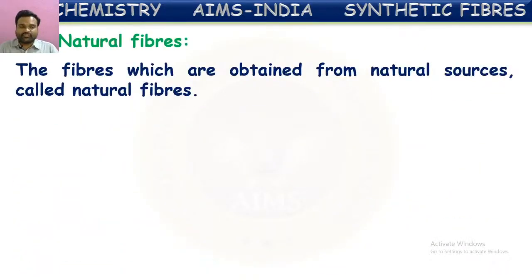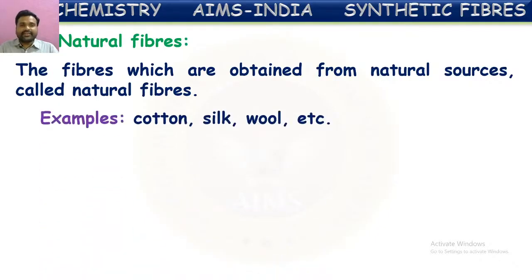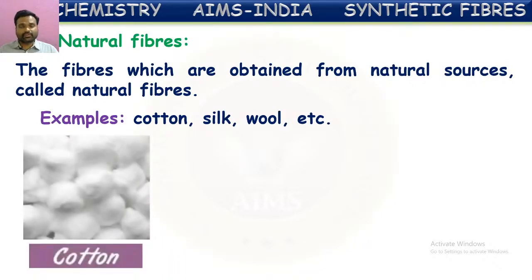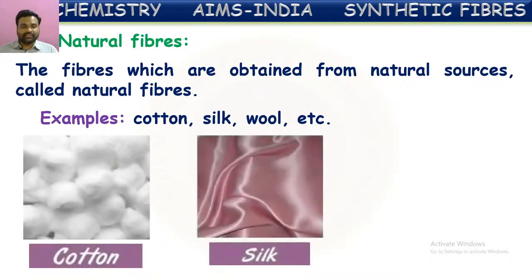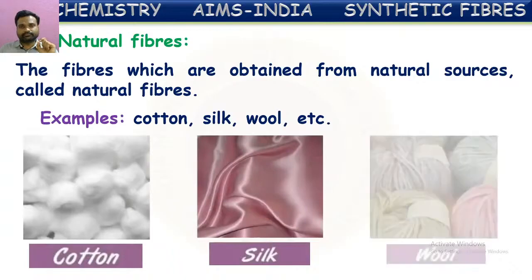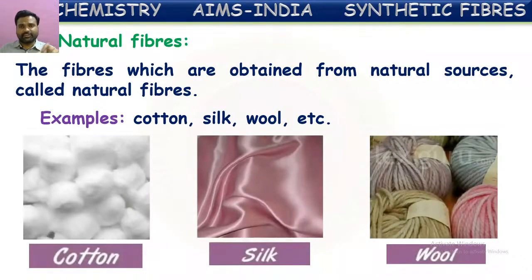First, let us talk about natural fibers. The fibers which are obtained from natural resources like cotton and wool, as we told already, are called natural fibers. Examples are cotton fiber, silk fiber, wool fiber. These are the different fibers obtained from natural resources. Cotton we get from the cotton bolls of certain plants. Silk is derived from the cocoons of silkworms. And wool is obtained from the hair of sheep and goat. So these fibers have their origins in natural and living things, certain plants and animals.